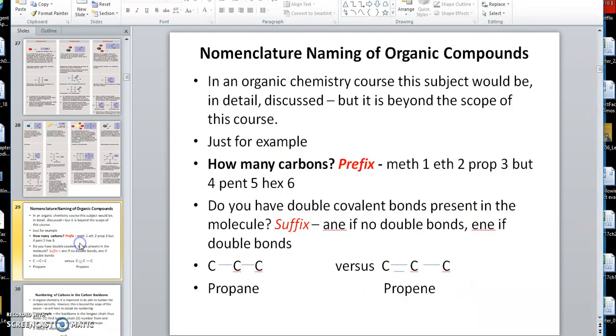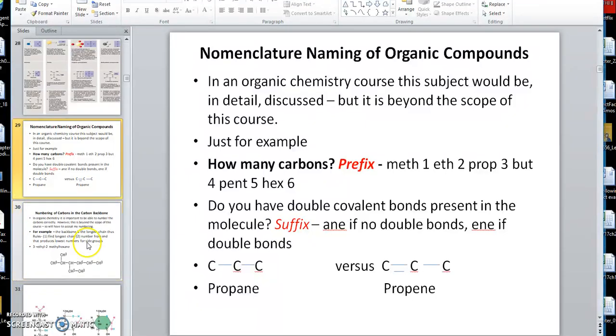Now I'll just mention nomenclature. Nomenclature is how you name organic compounds. This would be one of the first things you would do in an organic chemistry course, but this is not an organic chemistry course. This is a biology course. But anyway, there are special ways of naming based upon how many carbons are bonded together, whether they have a double bond or a single bond, and so forth. Like this is propane, this is propene because it has the double bond. I won't get into it a lot. You just have to accept it.